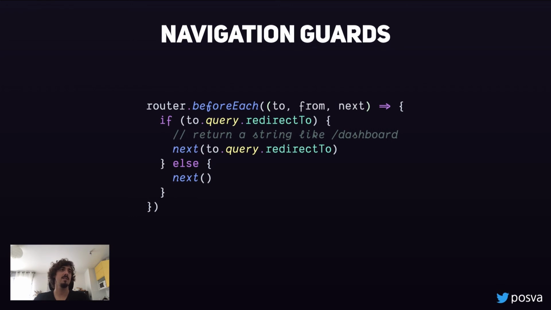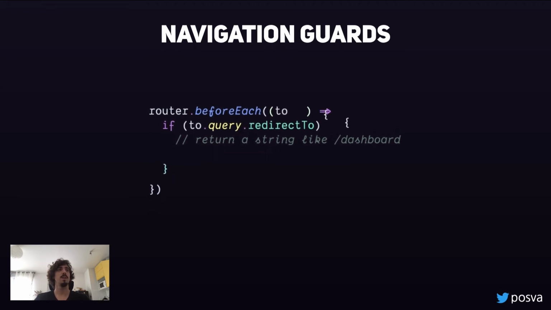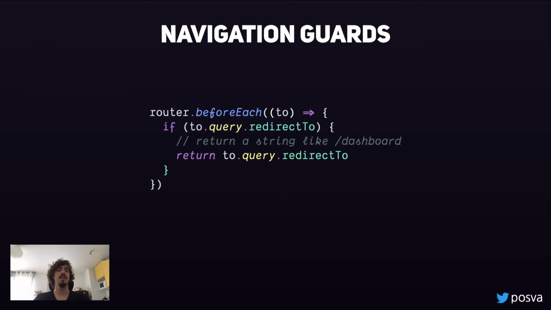Okay, onto navigation guards. There are a few improvements to navigation guards that are really nice. And the most noticeable one is that now, well, you can still use the same navigation guards you used to with next, but now we can also return a value instead of calling next. The reason this is very nice is because it allows you to omit the parameters in the guard, and it also prevents some mistakes.